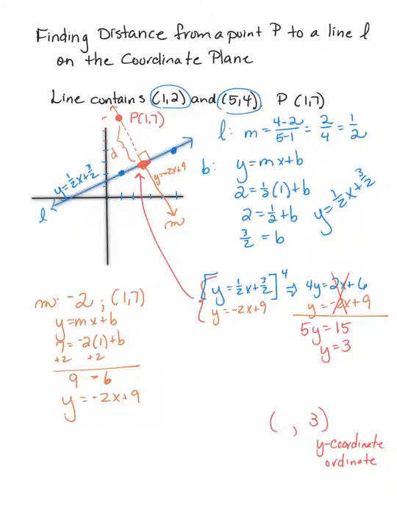Okay? Now, I'm going to find the x by taking the y and plugging it into one of my original equations. I'm going to plug it into that orange equation because that looks like easier arithmetic to me. So when I plug in, I'm going to have 3 equals -2x plus 9. Subtracting 9 from each side, I'm going to have -6 equals -2x, or x is 3. How about that? The point 3, 3.